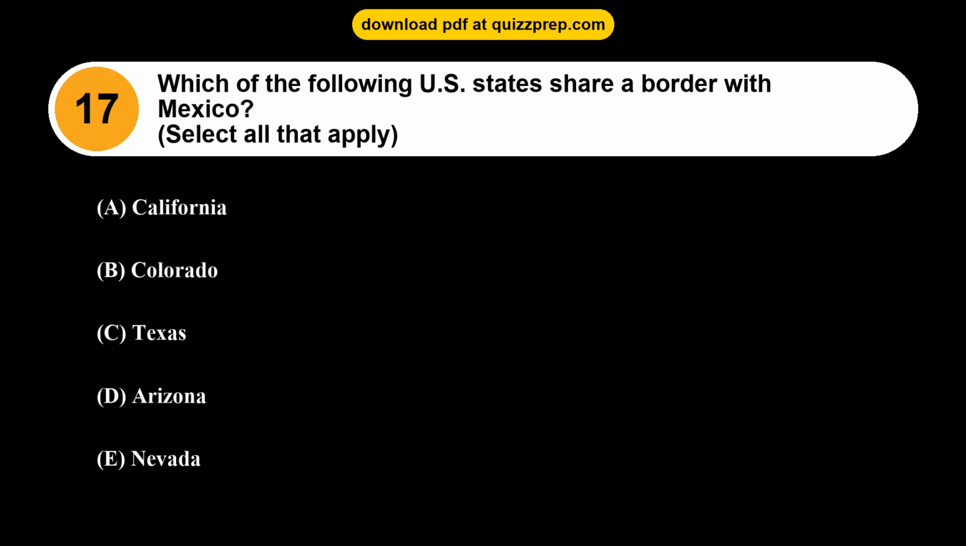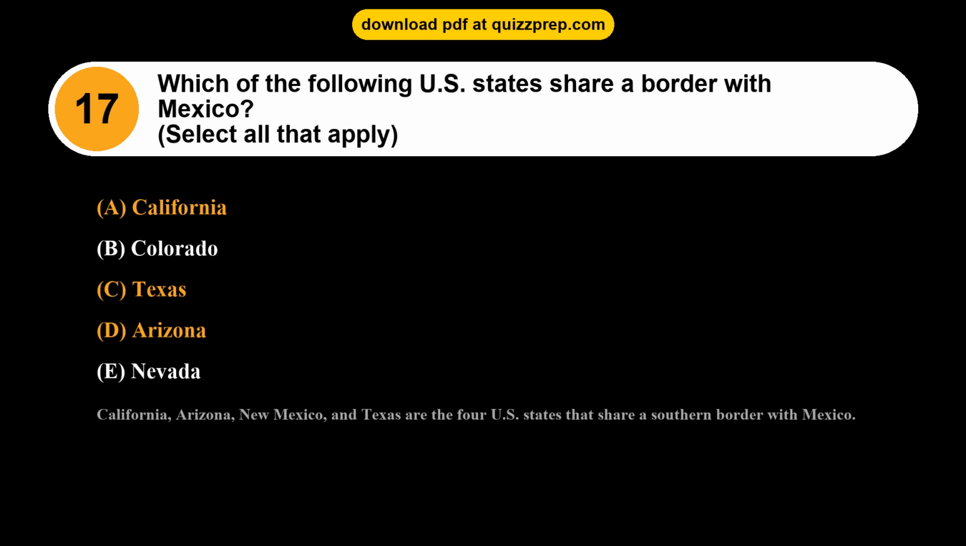Question 17. Which of the following U.S. states share a border with Mexico? Option A, California. Option B, Colorado. Option C, Texas. Option D, Arizona. Option E, Nevada. The correct answers are options A and C and D. California, Texas, Arizona. California, Arizona, New Mexico, and Texas are the 4 U.S. states that share a southern border with Mexico.